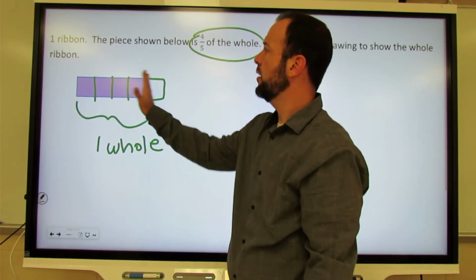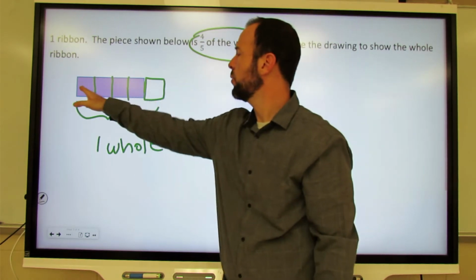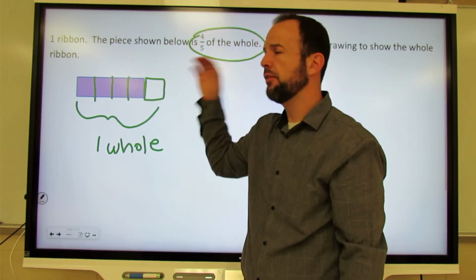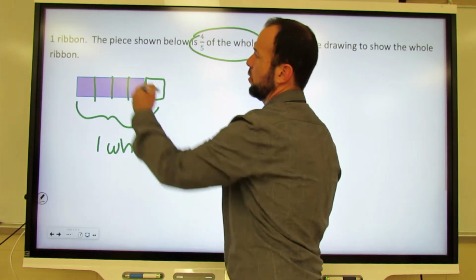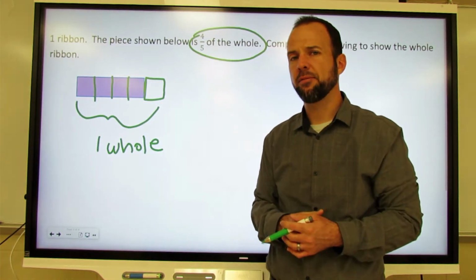And like they said, this purple piece that they already had up here represented 4/5. 1, 2, 3, 4/5. 5/5 is one whole. This is our whole piece of ribbon. Okay, cool. Let's keep moving on. You guys are doing great.